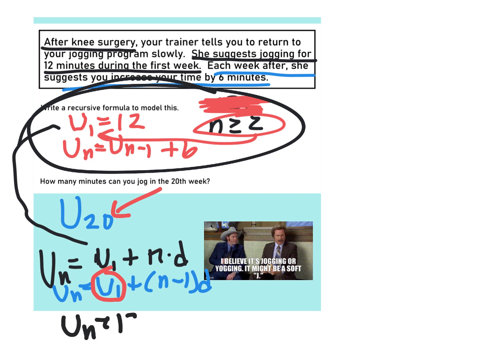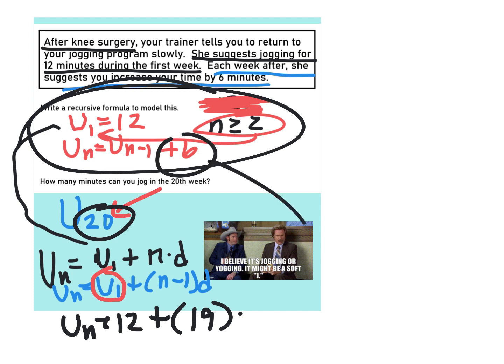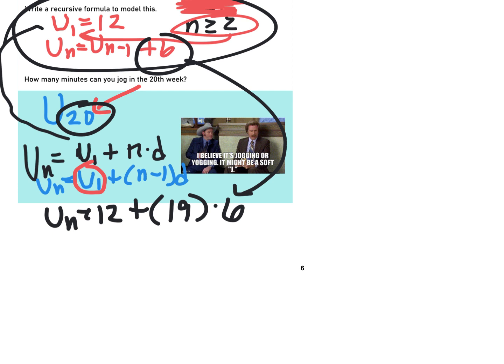U_n equals 12 plus n minus 1. What's n minus 1? Well, what's n? N's 20. So 20 minus 1 is 19 times d, the common difference, which is 6. And a calculator later, you go 19 times 6 plus 12. And I got 126. Anybody else get 126?